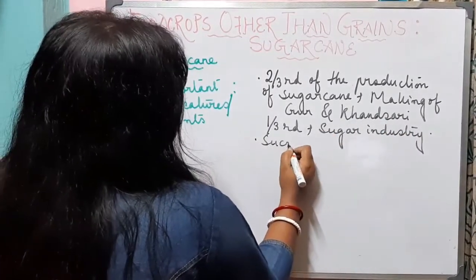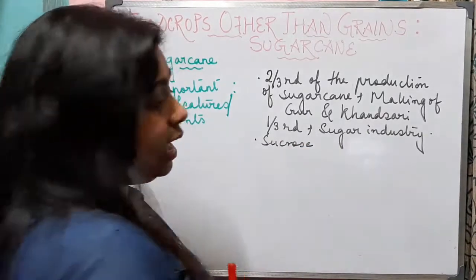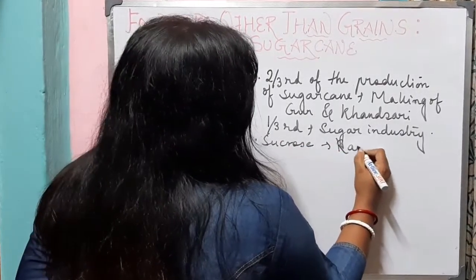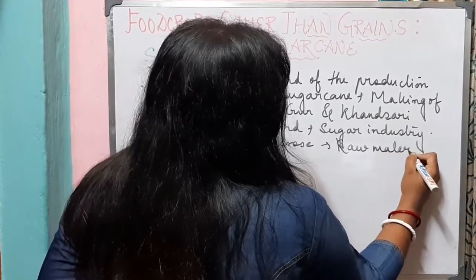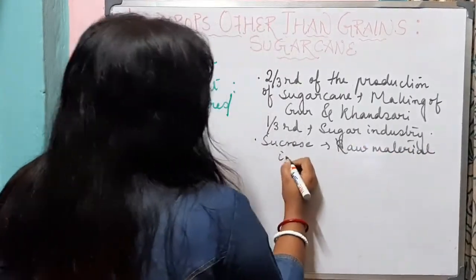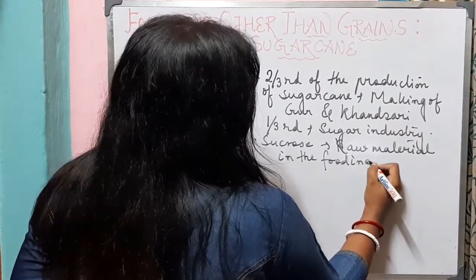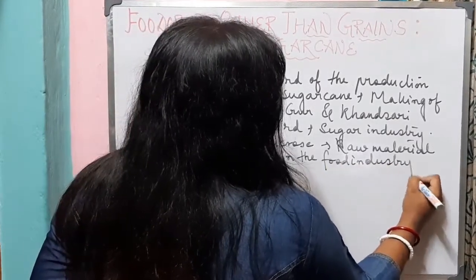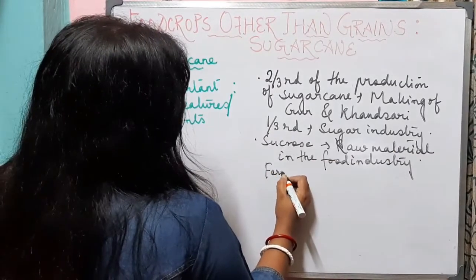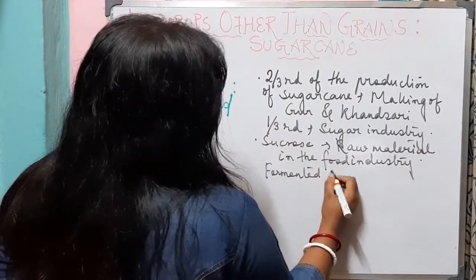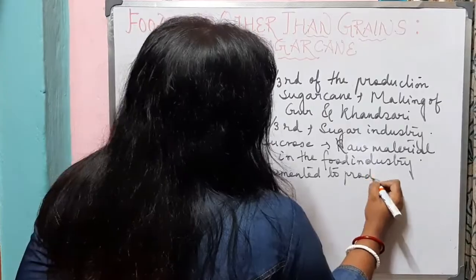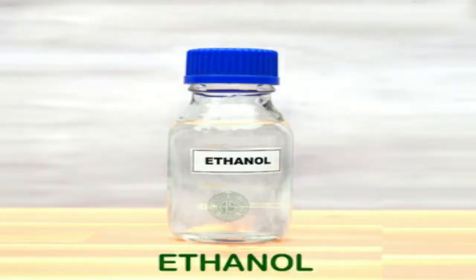The sucrose that is obtained from sugarcane is used as a raw material in the food industry. Even we will see that it is fermented to produce ethanol.